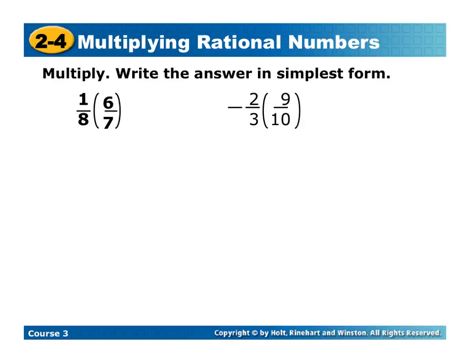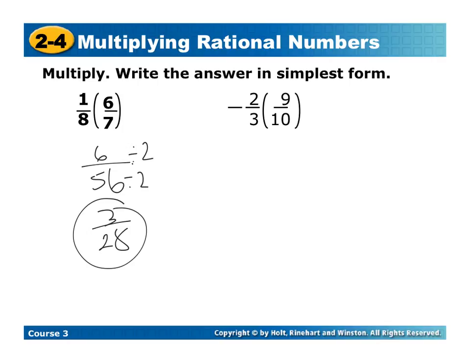Here's a couple more that you can try. So here we have 1 times 6, which is 6. 8 times 7, which is 56. Reduce this, end up with 3 over 28. Both positive, so positive answer.